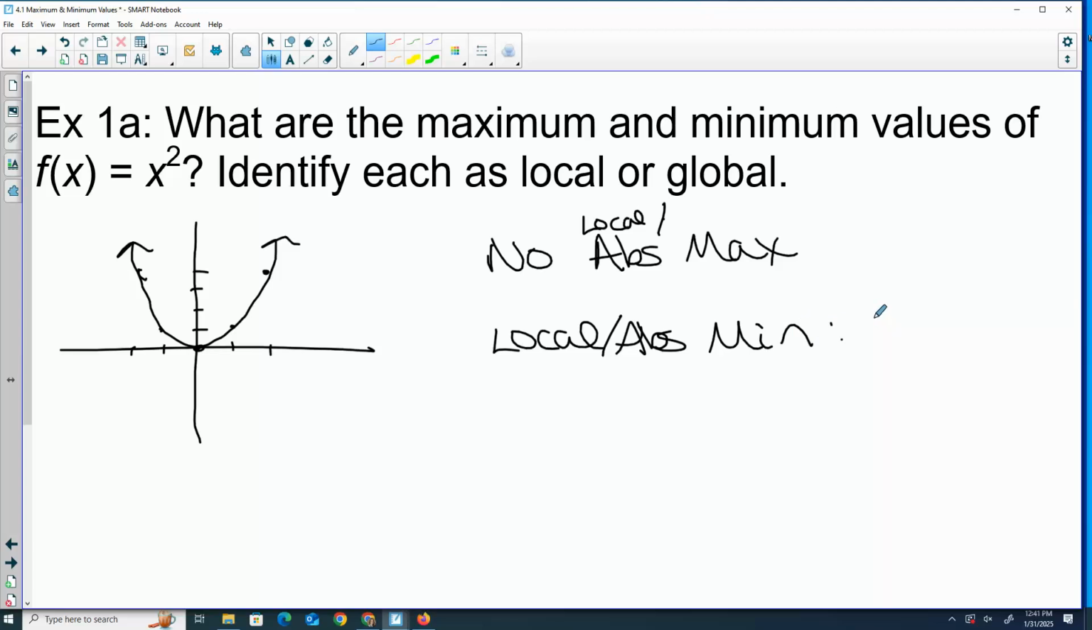You can either write it in function notation, f(0) = 0. If you give me the point (0, 0), that would be fine as well. Don't just tell me 0, tell me the x and y values.